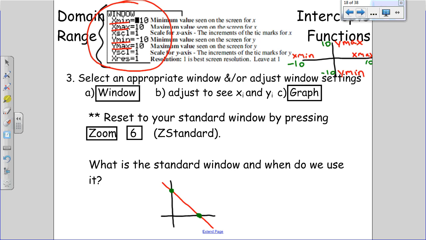That work for everybody? First time through? All right, that's good. Knowing how to set a window is like the biggest battle when it comes to graphing. People have a really hard time when it comes to window settings.